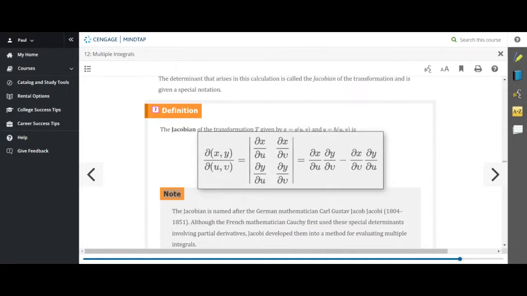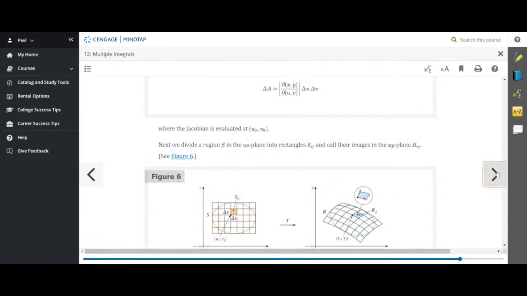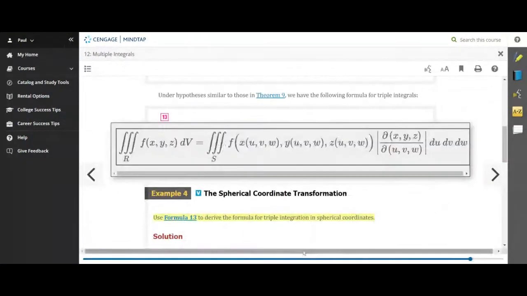And incidentally, I'll just mention this while I'm at it: for triple integrals, you can also make a change of variable. You can let x be a function of u, v, and w, y be a function of u, v, and w, and z be a function of u, v, and w. Then the new transformed integral has that new function with respect to u, v, and w times that Jacobian, and then du dv dw. So it's a fairly involved process.